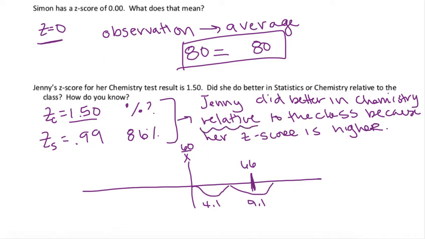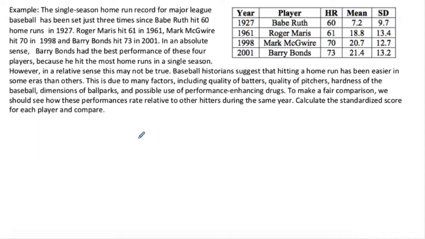So our example to finish out says, the single season home run record for Major League Baseball has been set just 3 times since Babe Ruth hit 60 home runs in 1927. Roger Maris hit 61 in 1961. Mark McGwire, with some steroids, hit 70 in 1998. And Barry Bonds, also with steroids, hit 73 in 2001.